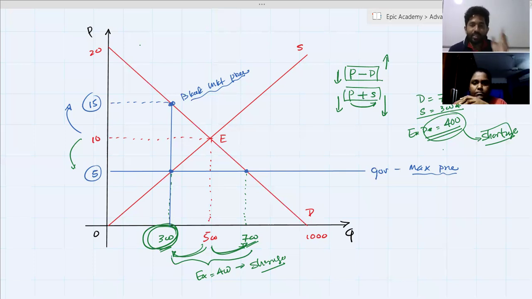Early price was 10 rupees. The government expected it to be 5 rupees, but unfortunately, it increased more than the economic price. So now you can identify that intervention by the government in the free market always creates a disaster.